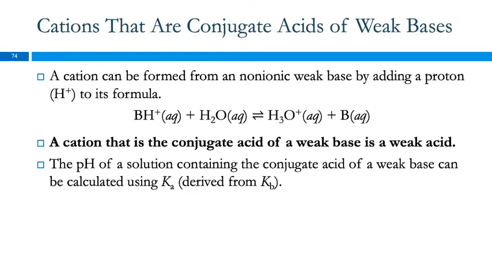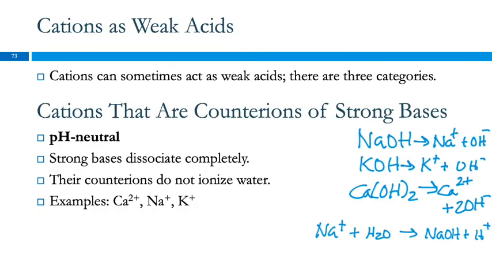Can you repeat what you said? So the cation of a strong base is pH neutral, just like the anion of a strong acid is neutral.